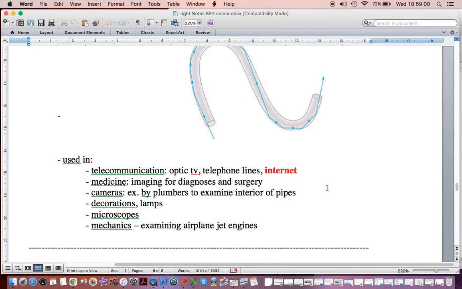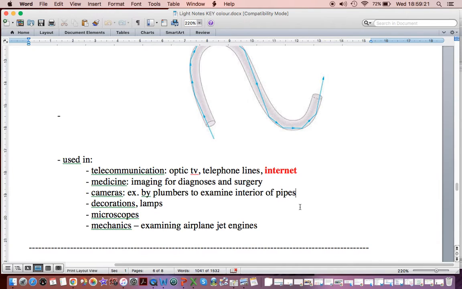We have telephone lines, which for many years have used fiber optics. We now have optic TV. So instead of passing electrical signals through copper wire, the signal gets transformed into light and goes through these optical tubes. And it makes for a much cleaner signal.